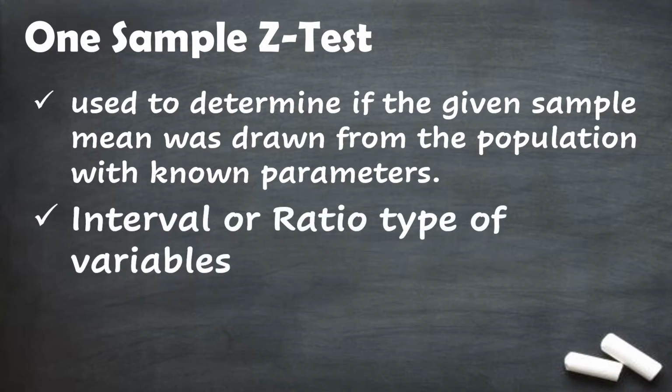Even though this is one of the basic statistical treatments or statistical tests, one sample z-test cannot be applied to any numerical value. So first, the numerical values that you will obtain should be interval or ratio type of variables. And then second, the number of your samples should be greater than or equal to 30.